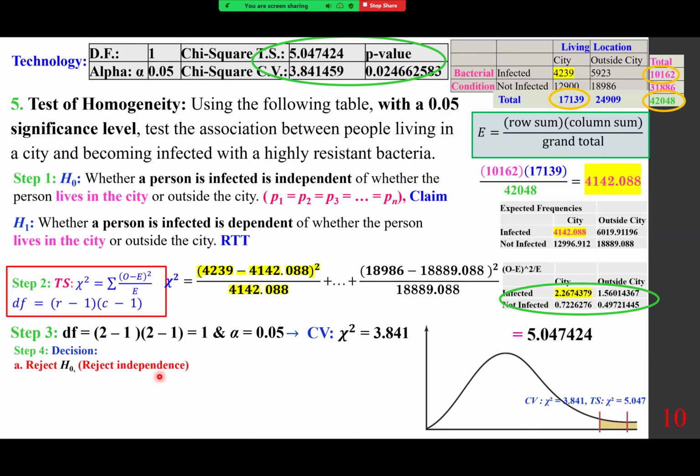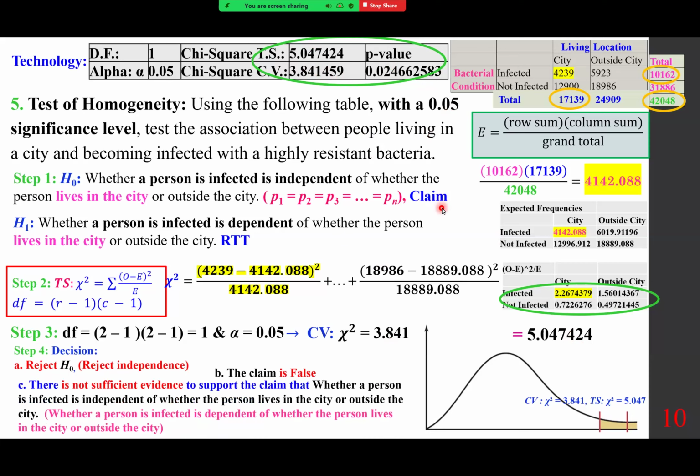So reject H0, which means reject independence. And when you reject it, you reject what comes with it, which is the claim. The claim becomes false. There's not sufficient evidence to support the claim that whether a person is infected is independent of whether the person lives in the city or outside the city. And you're done. The second method of this part C, whether a person is infected is dependent on whether the person lives in the city or outside the city.